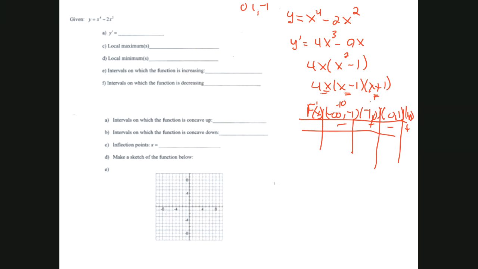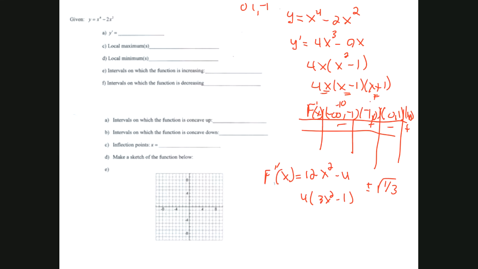Second derivative test. That means I need the second derivative. So that's going to be 12x squared minus 4. I'm going to factor out a 4, so that gives me 3x squared minus 1. Oh boy, this is going to be a little bit harder to come up with my value. That's going to be 1/3, the square root of 1/3. So I'm going to end up with plus or minus the square root of 1/3.